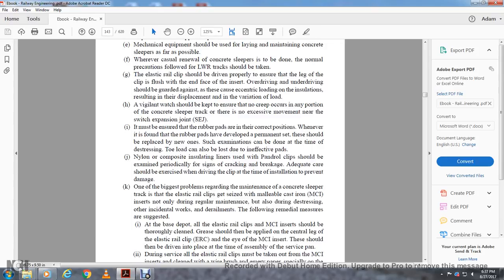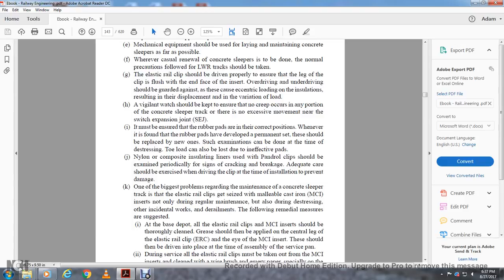The examination can be done at the time of de-stressing, and toe load can also be used to detect the loss of toe load from ineffective pads. Nylon composite insulation liners used in Pandrol clips should be examined periodically for signs of cracking and breakage. Adequate care should be exercised when driving the clip at the time of installation to prevent damage.